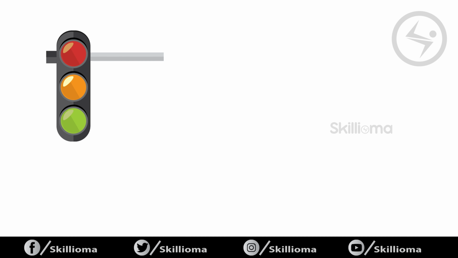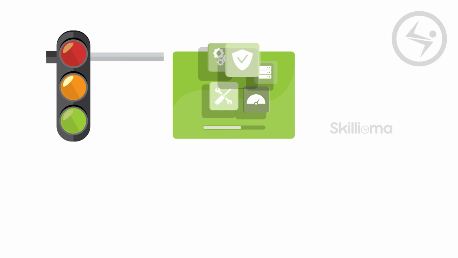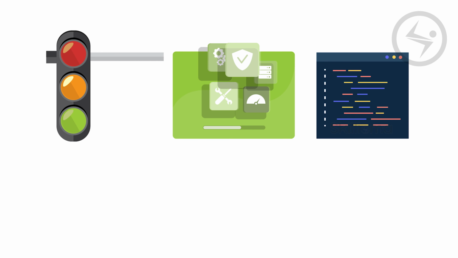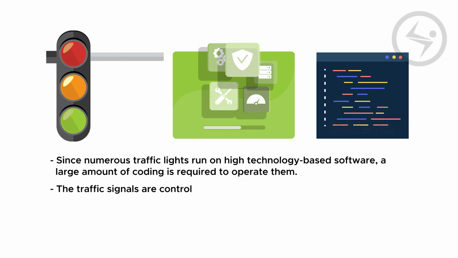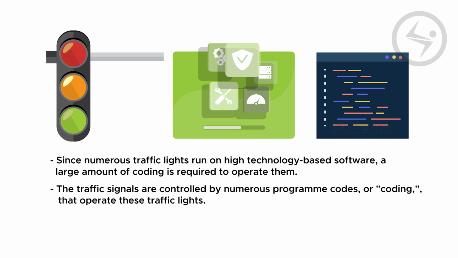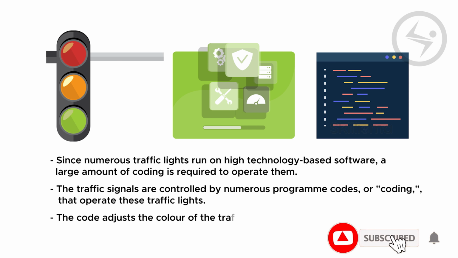Numerous traffic lights work on software, and wherever software is present, coding goes hand in hand. Traffic lights can be considered an application of coding. Since numerous traffic lights run on high technology based software, a large amount of coding is required to operate them. The traffic signals are controlled by numerous program codes, or coding, that operate these traffic lights. The code adjusts the color of the traffic signals at periodic intervals.